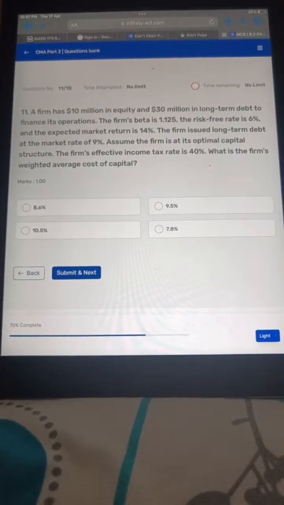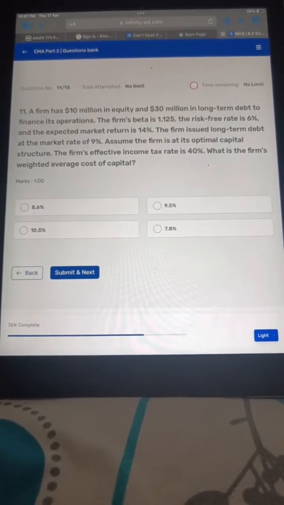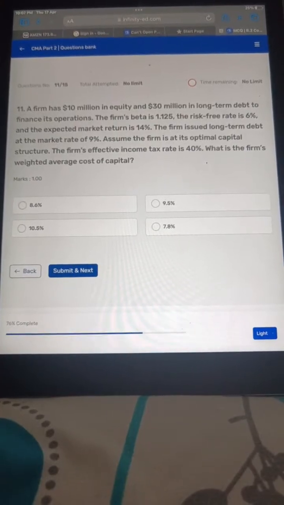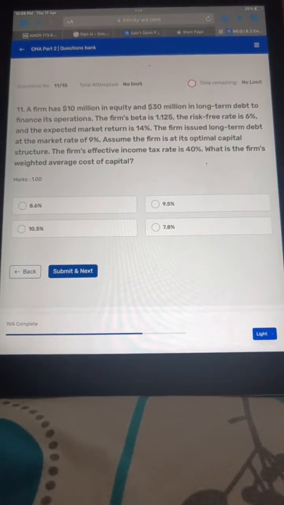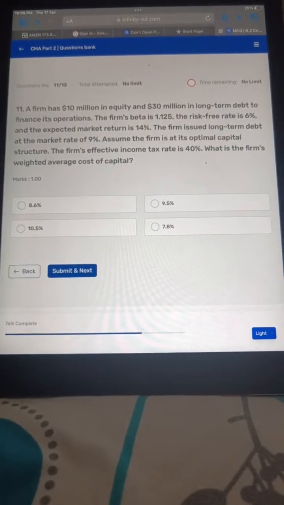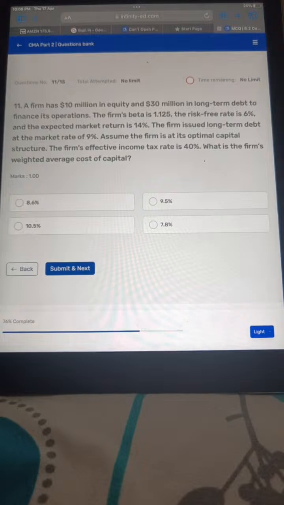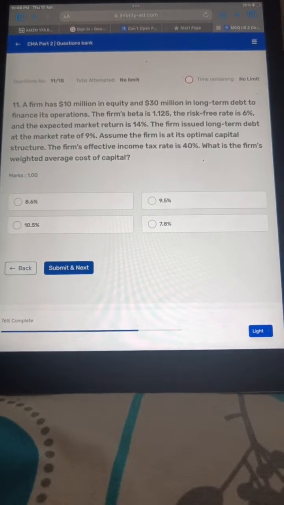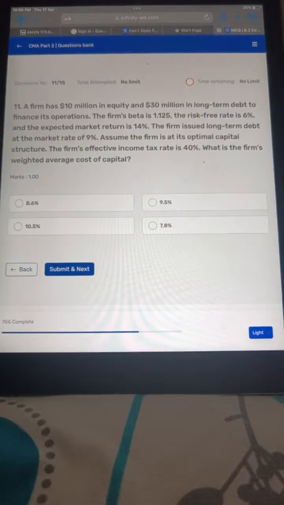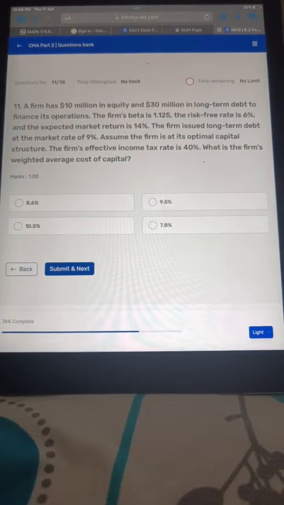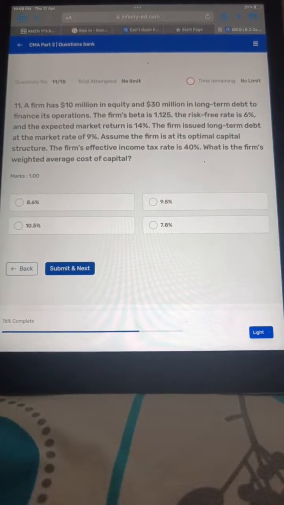Question number 11. A firm has 10 million in equity and 30 million in long-term debt to finance its operation. The firm's beta is 1.125, risk-free rate is 6%, expected market rate of return 14%. The firm issued the long-term debt at the market rate of 9%. Assume the firm is at optimal capital structure. The firm's effective income tax rate is 40%. What is the firm's weighted average cost of capital?